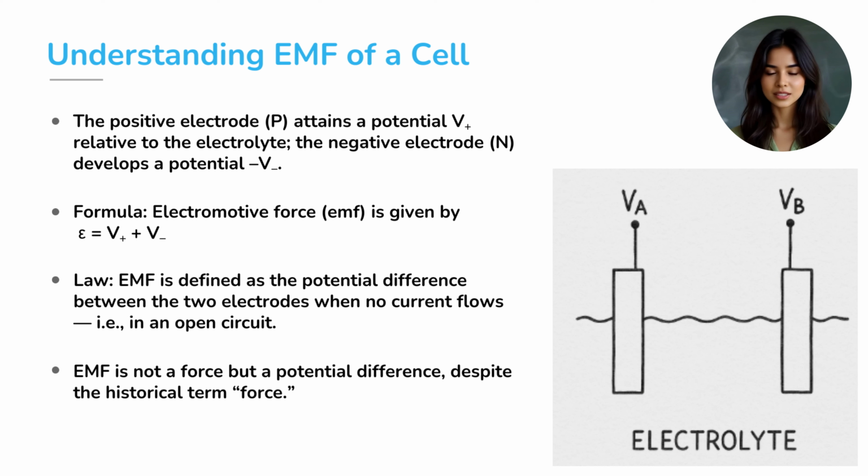The formula is epsilon equals V sub plus plus V sub minus. So even though the name includes the word force, electromotive force is not a force, it's a potential difference. This EMF represents the energy supplied by the cell per unit charge when no current is flowing.